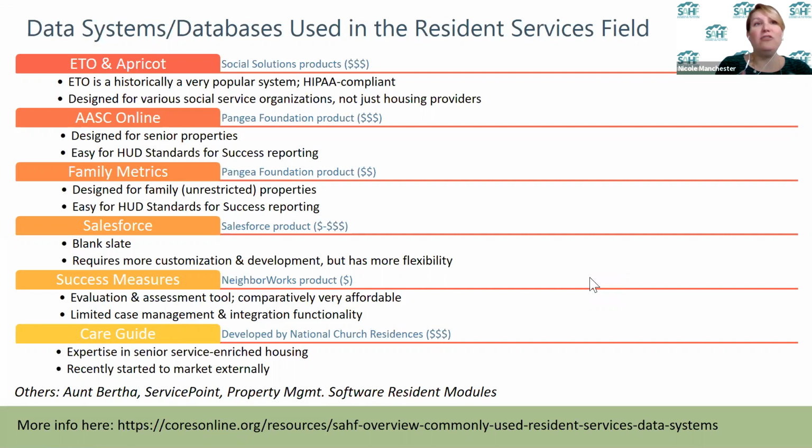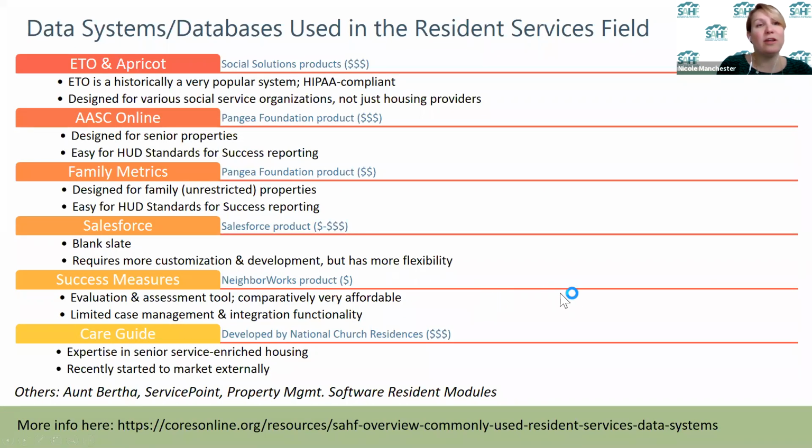Salesforce is a newer system that's being used that started out in more of the for-profit space, but is being adapted for more nonprofit use. Success Measures is a product from NeighborWorks that has a wealth of evaluation and assessments in it. And then lastly, Care Guide is a system developed by National Church Residences, who is one of the SAFE members, but again, we're not endorsing any one of these products. We just want to have a full list here that is geared towards senior service-enriched housing.